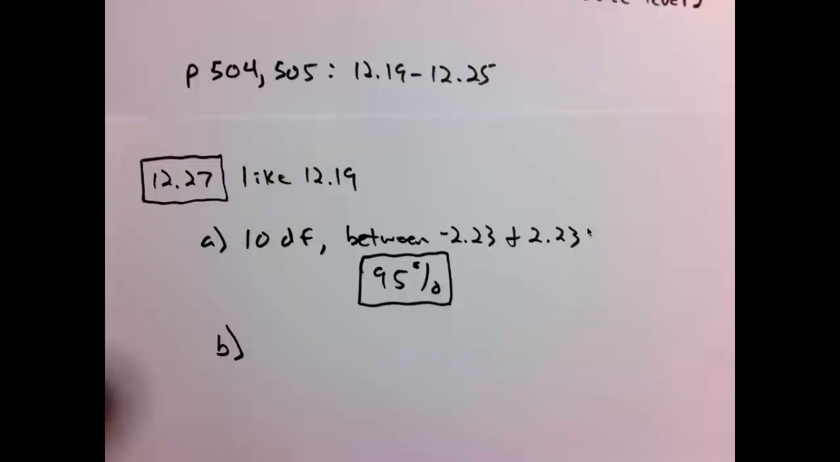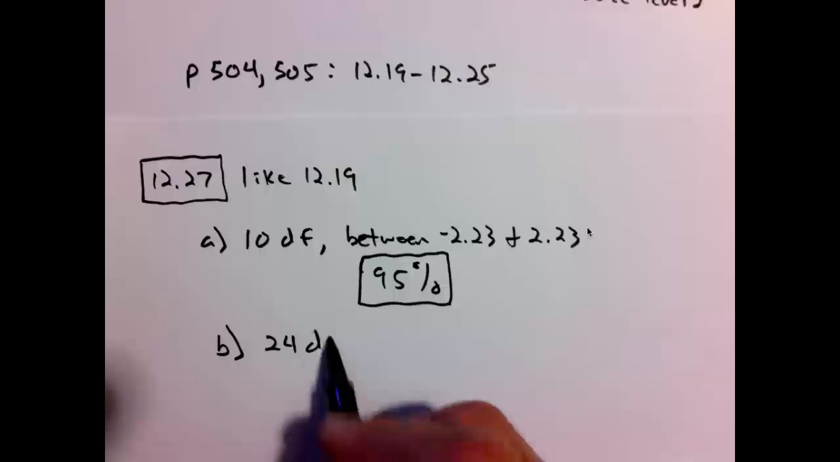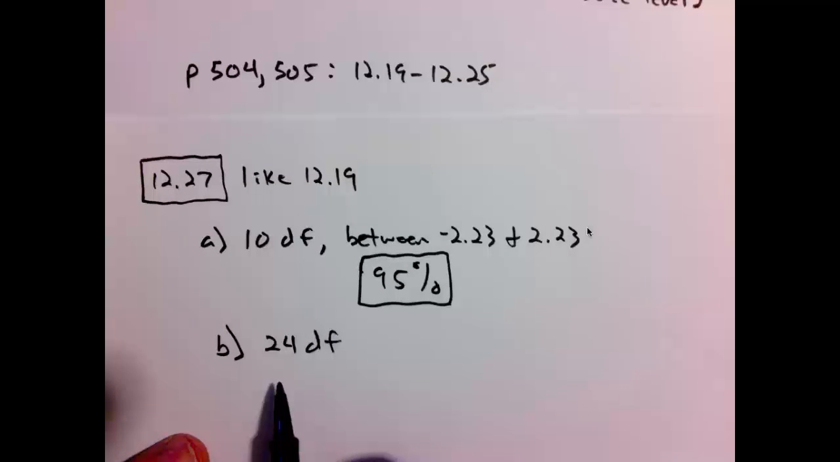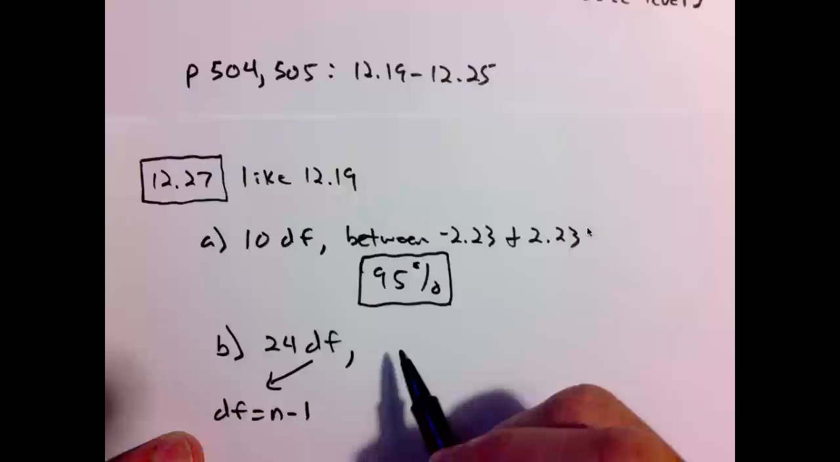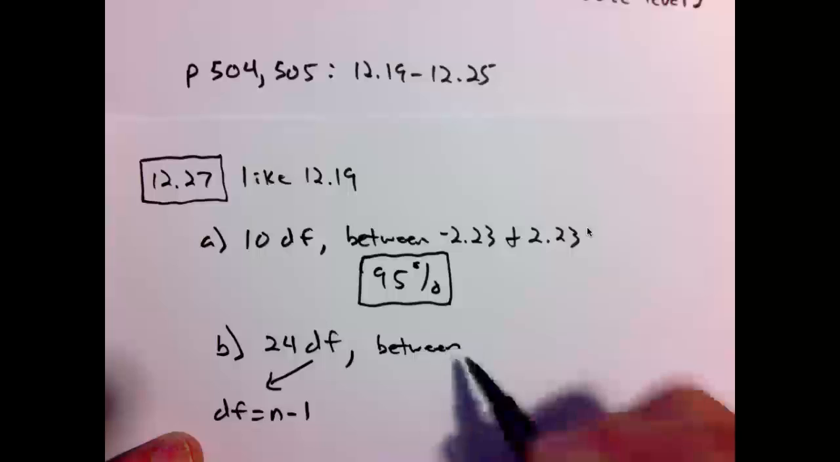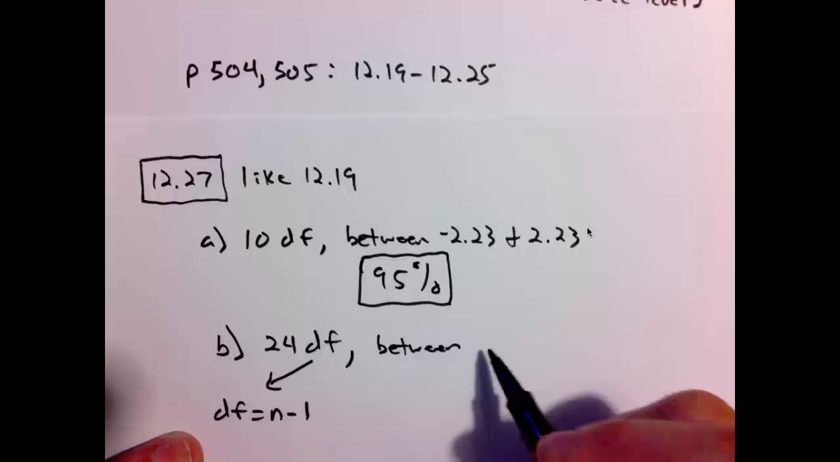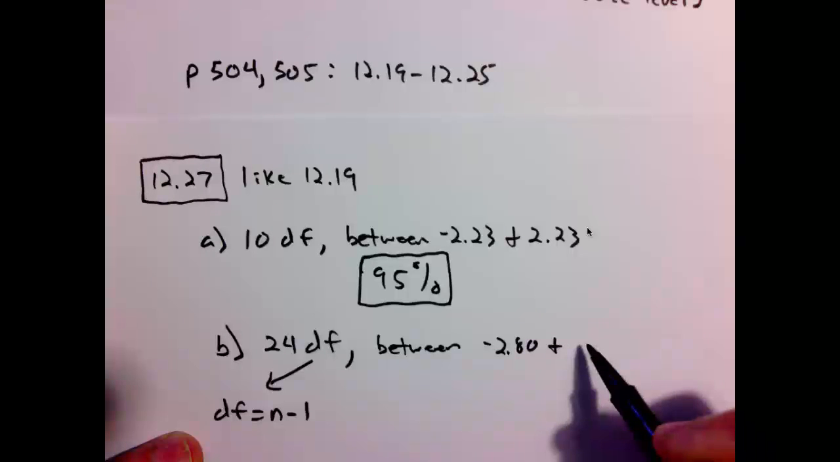B says 24 degrees of freedom. Remember, degrees of freedom is a reference to the sample size. Degrees of freedom is equal to n minus 1, where n is the sample size. To say 24 degrees of freedom means we had a sample of size 25. We want our t statistic to be between negative 2.80 and a positive 2.80.